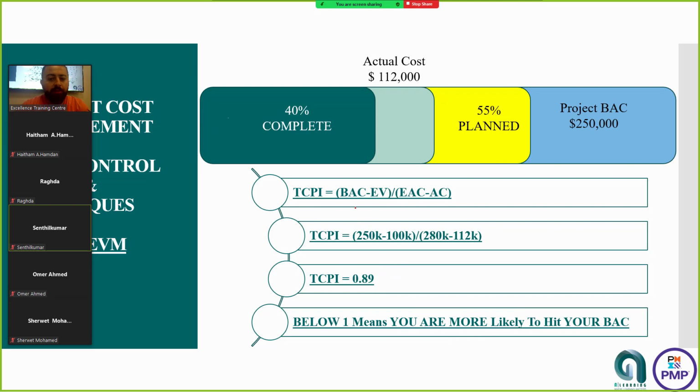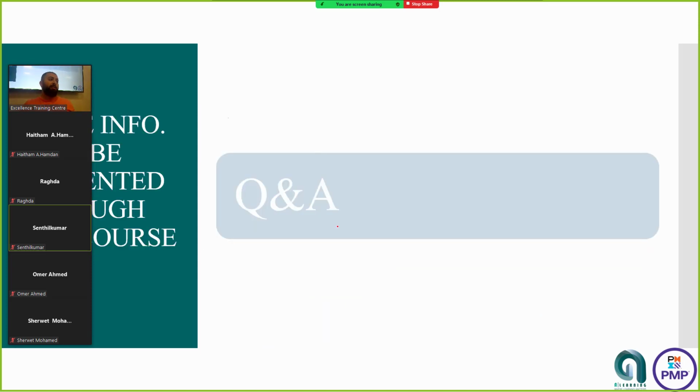And now we are with the other equation considering the EAC, and now we have 0.89. Below 1 means you are more likely to hit your BAC. How come? For the same situation, one equation will give you that you are not hitting the target, the other equation will tell you that you are hitting it. So this is the only one that's different from the others, based on the formula, which will tell you where to focus. You focus on the EAC and the EV and the actual cost and the BAC, and you perform based on what you have now and you make some tweaking, you will be surviving. Cool? Is it clear? The numbers are clear now.